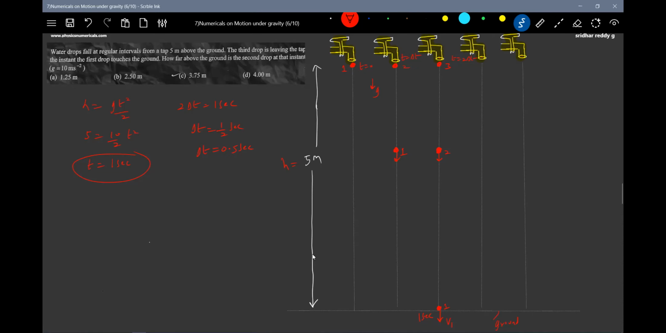Then how much height will the second drop descend? H is equal to g into delta t whole squared by 2. That is 10 by 2, delta t is 0.5 whole squared. This will be 5 times 0.25, which is 1.25 meters. So the second drop, in an interval of time delta t, will descend this much height. So what height will remain? 3.75 meters from the ground.